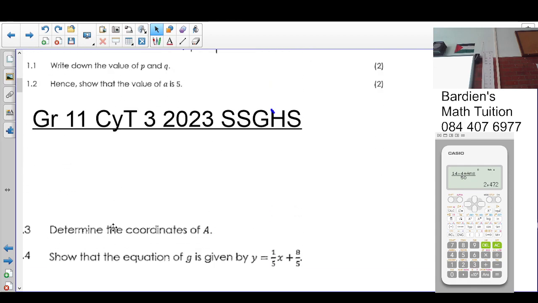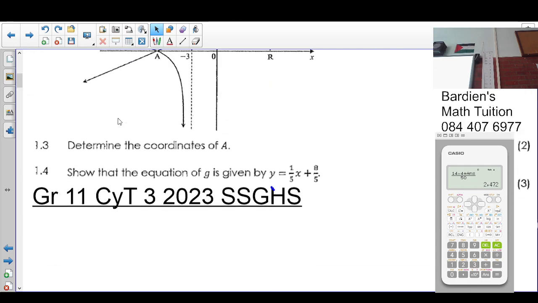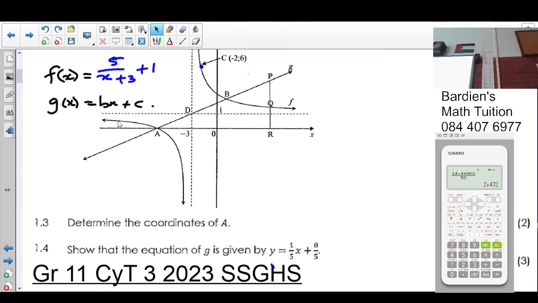Let's look at 1.3. Determine the coordinates of A. Where is A? Here. People, what is A? A is your x-intercept. Can I calculate the x-intercept of g of x? No. Why? Because we don't have the equation of g of x. We can only use f of x.